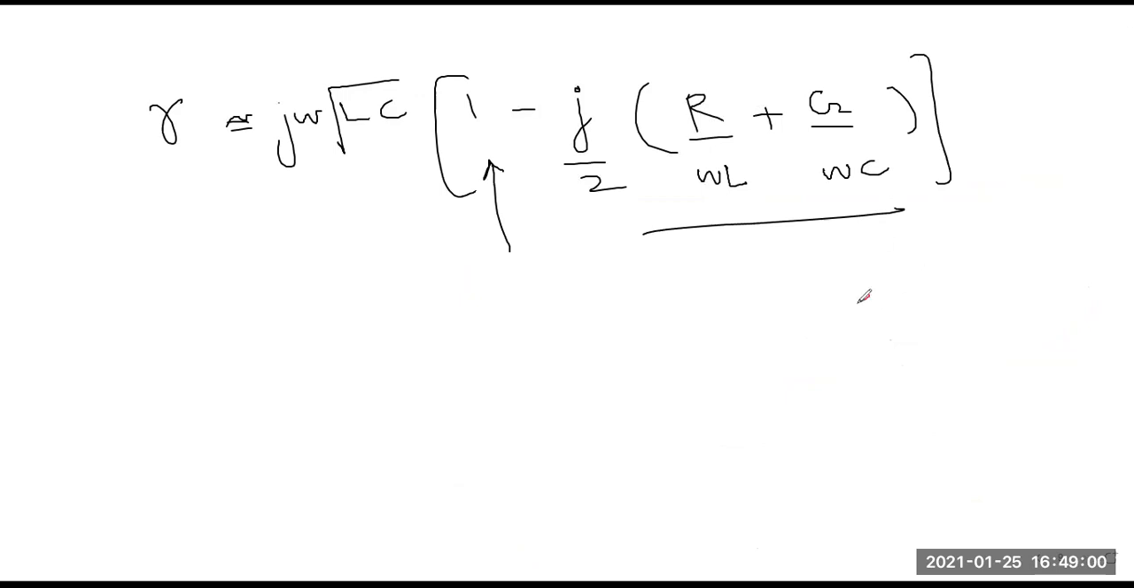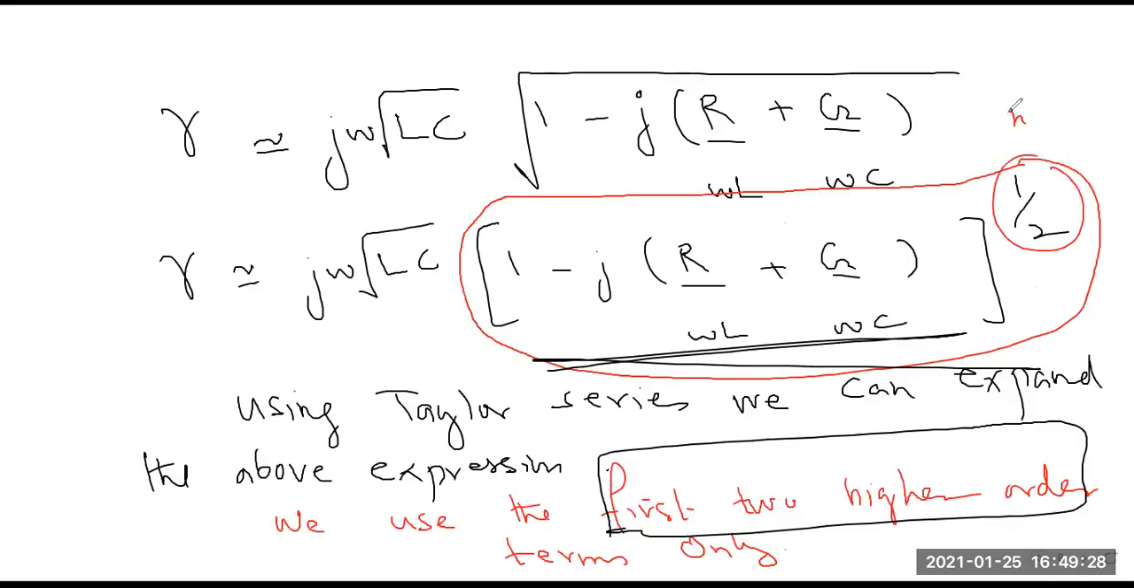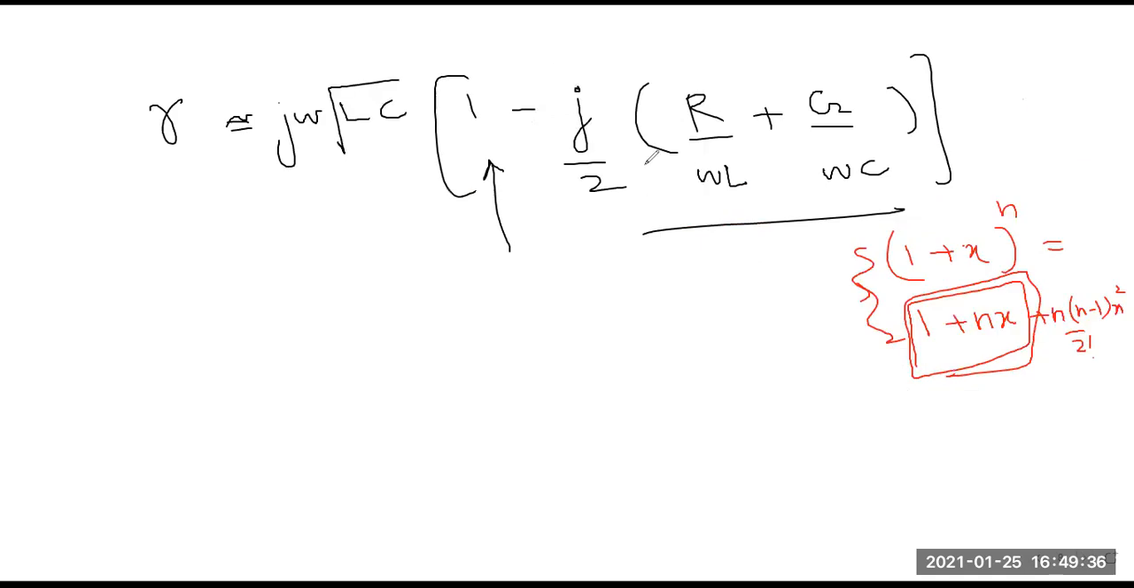If you still have some confusion, let me say that if you have something like 1 plus x raised to the power n, and you expand this expression using Taylor series, you get 1 plus nx, and then n into n minus 1 over 2 factorial x square, and so on. I am just taking these two terms. In our case, this is n, and this whole thing is x. So you can easily find out how I get this.